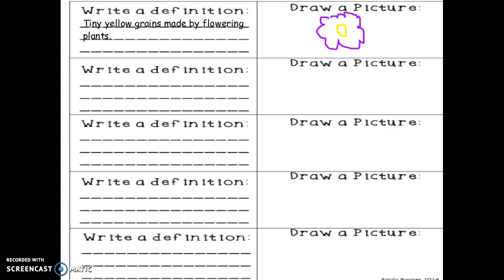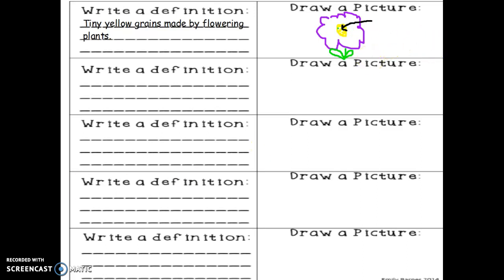In the middle here, I'm going to draw those little yellow grains right here in the middle where the seeds of a flower grow. Okay, the pollen are these little yellow grains that are there in the middle of the plant before you see seeds grow, because the flower needs the pollen to grow the seeds. So I may even add a little arrow here to remind me this is the pollen, the tiny yellow grains that are made by flowering plants.